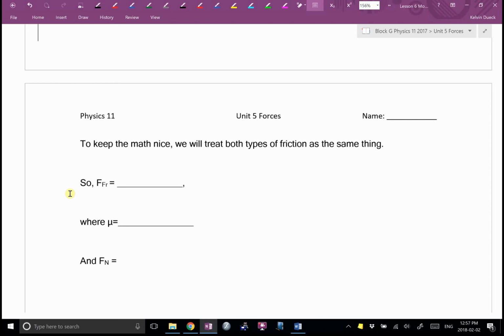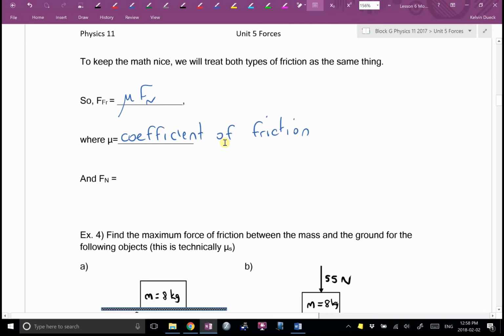So, friction equals, Nick, what times what? Where mu is the coefficient of friction, and the normal force is from the, what does FBD stand for? Free body diagram.